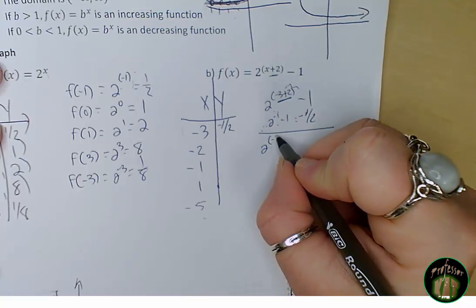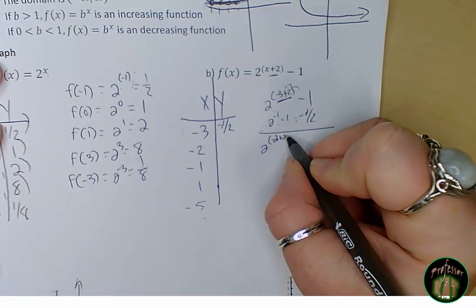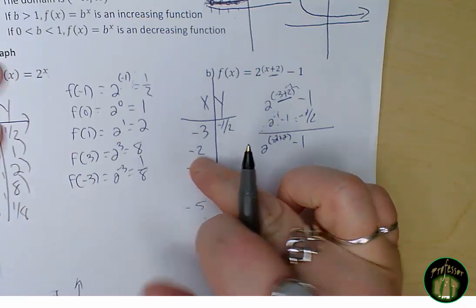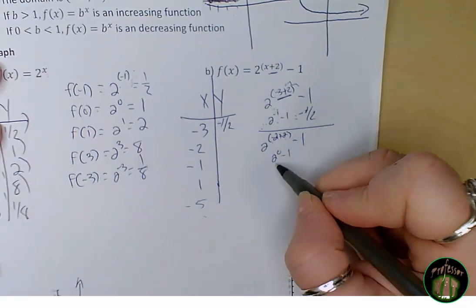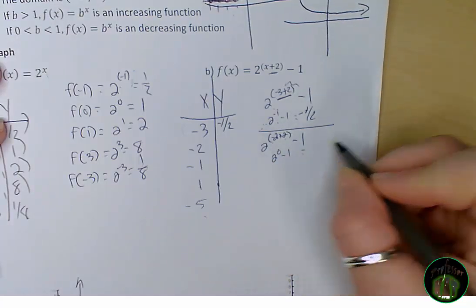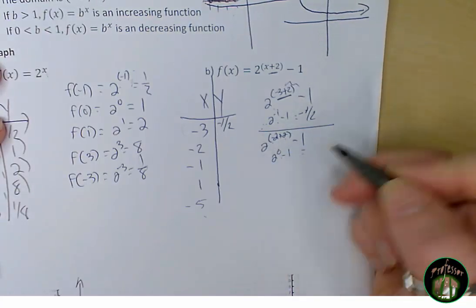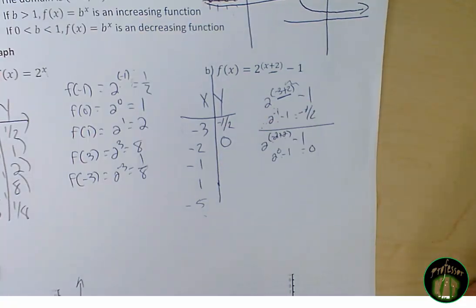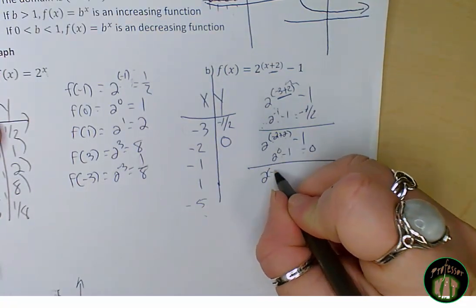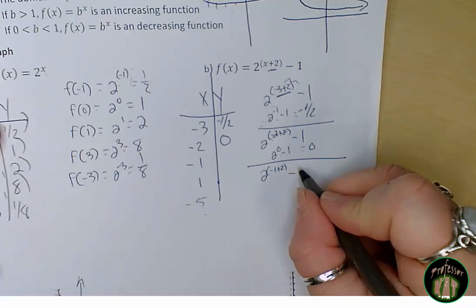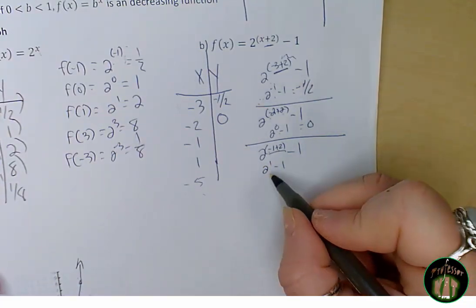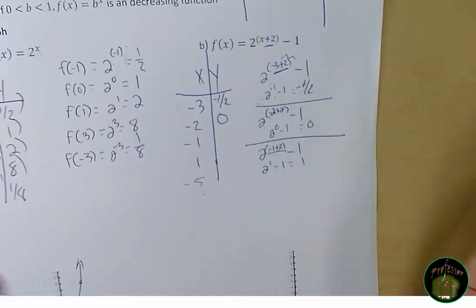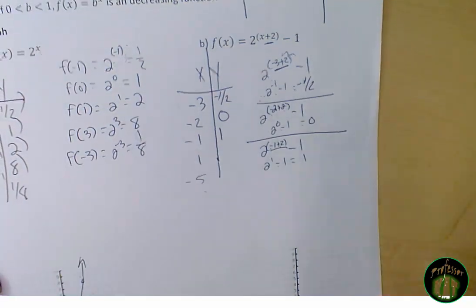2 to the -2 plus 2 minus 1, right? I'm going to keep just plugging in here. Well, -2 plus 2 is 0, and anything to the 0 power is a 1. So this actually is 1 minus 1, which is 0. 2 to the -1 plus 2 minus a 1. Well, -1 plus 2 is just a 1. So this is going to give me 2 minus 1, which is a 1.